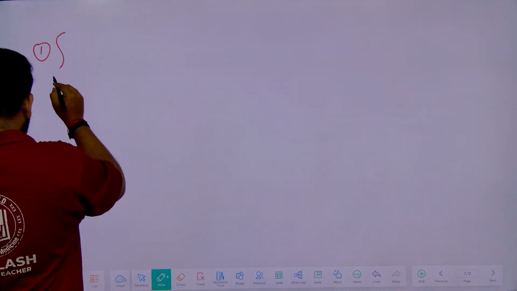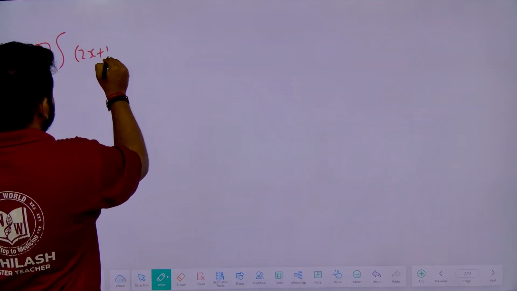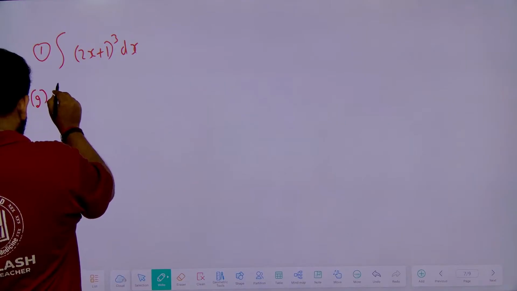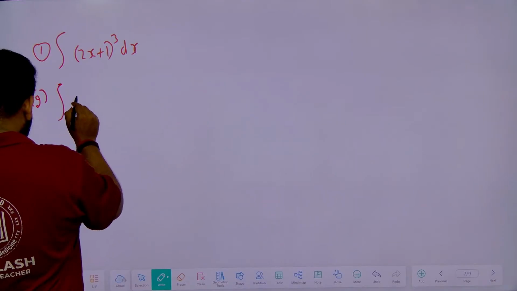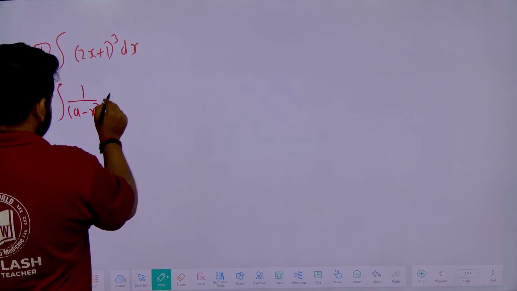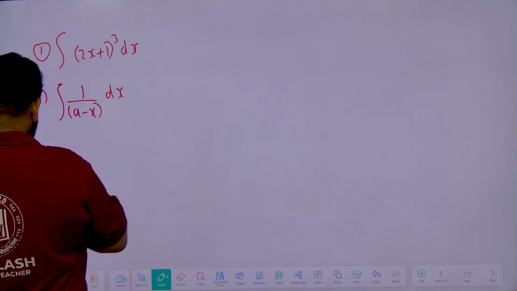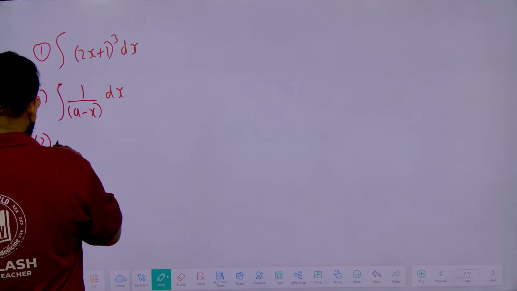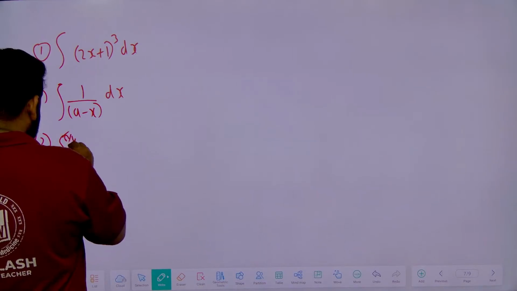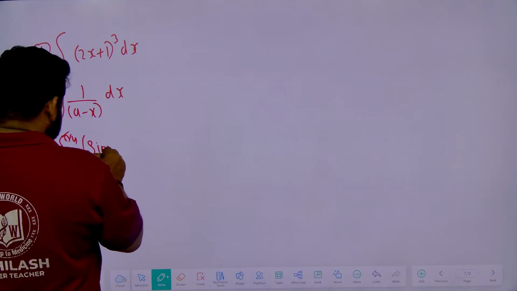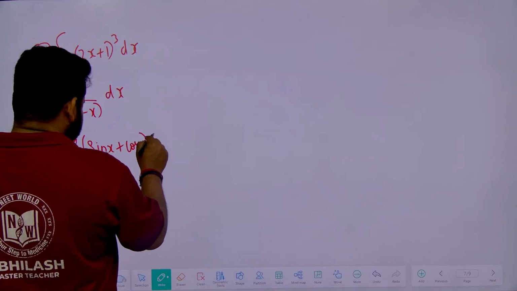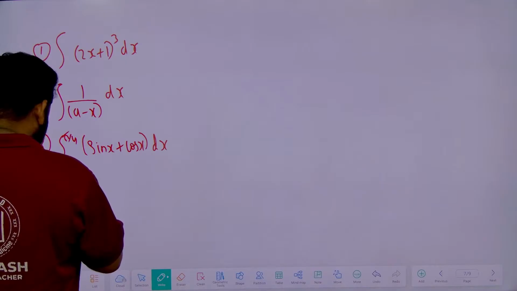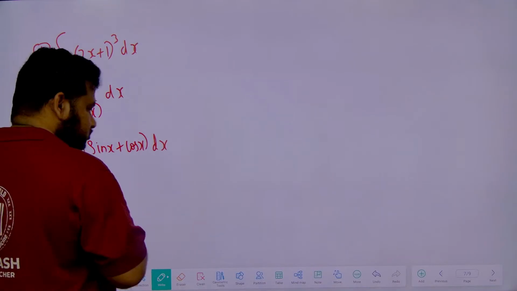First question is, we are having integral of (2x plus 1) whole cube dx. Next we are having integral of 1 by (a minus x) dx. Third thing we are having integral of 0 to pi by 4 of (sin x plus cos x) dx. Next we are having integral from 2 to 4 of 1 by x dx. So this is what we are having.